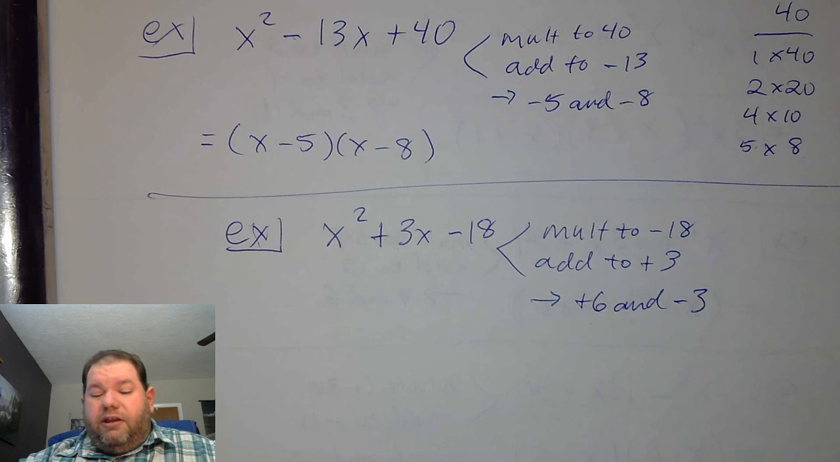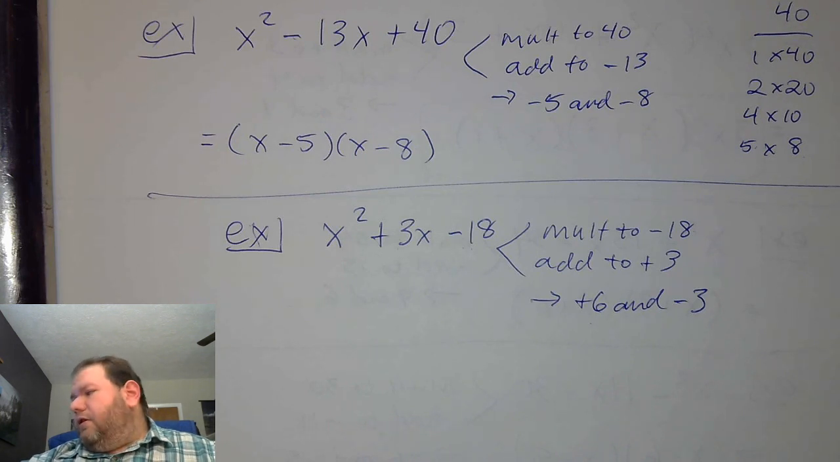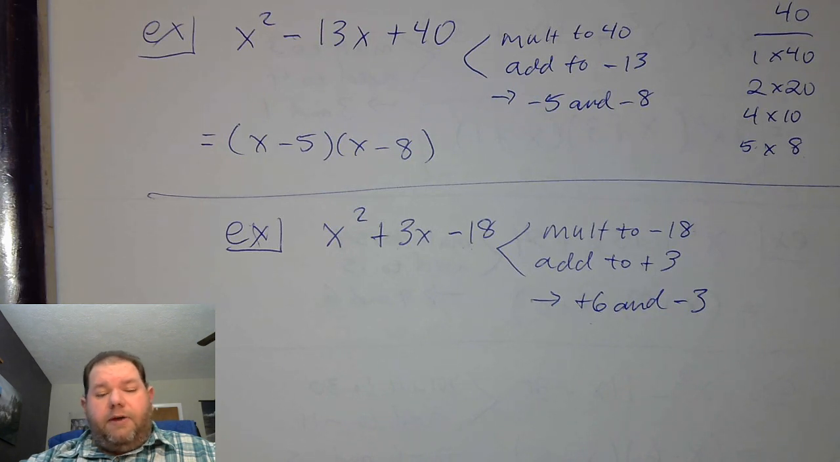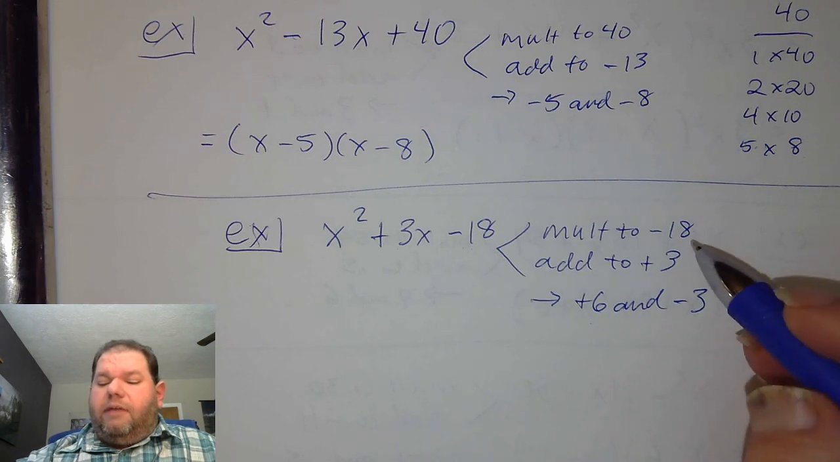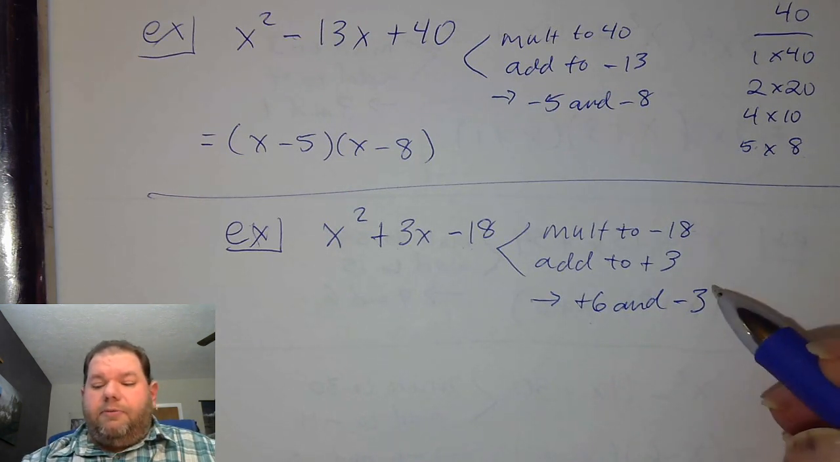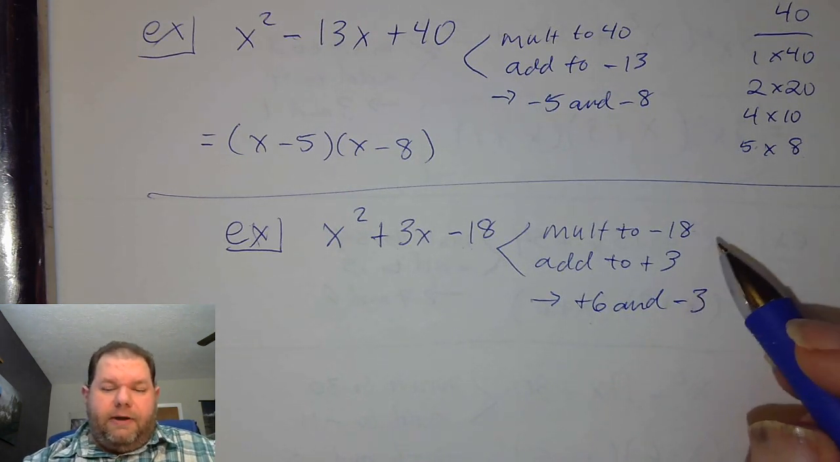And so we know that not only do we need to figure out which combination of numbers works, but we have to get the signs in the right order also. Because whether we say 6 and negative 3 or we say negative 6 and positive 3, it makes a big difference because they may both multiply to negative 18, but only one combination adds up to a positive 3.